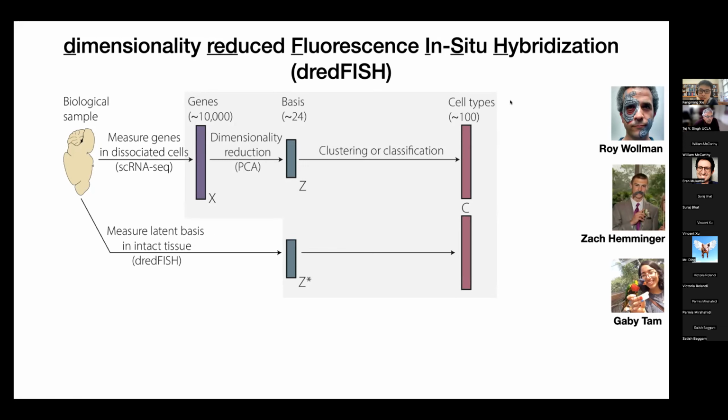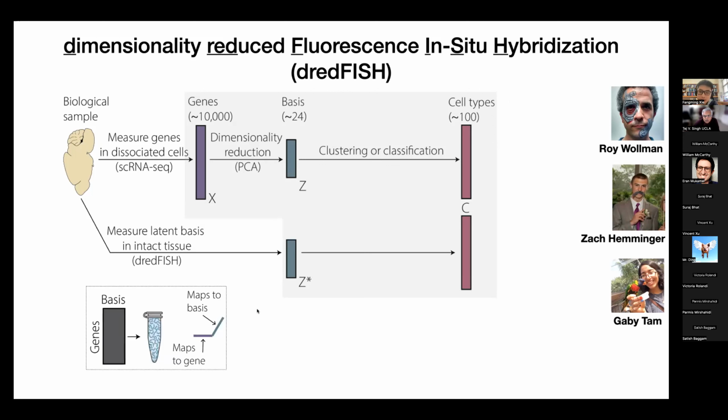Instead of measuring 10,000 genes in the same cells, we can directly measure their tens or so low dimensional bases, and hopefully they still capture rich information about the molecular signature of a cell from which we can resolve cell types. So the key idea is to implement this computational projection, or dimensionality reduction, chemically in situ, directly on the biological sample, by mapping the gene by bases matrix to a probe set. We call it a bivalent probe set, with two arms, where one arm maps to the gene and the other arm maps to the basis we are going to measure.